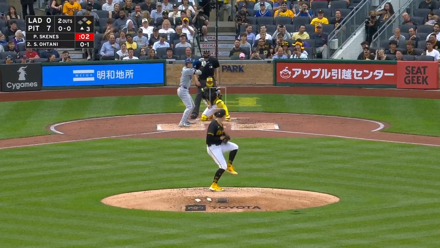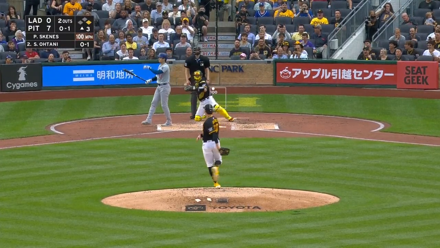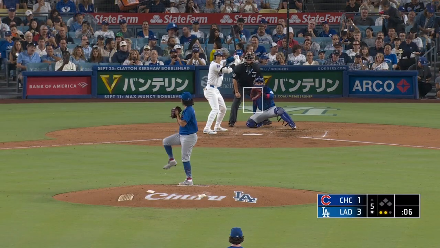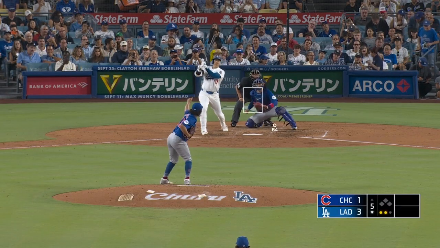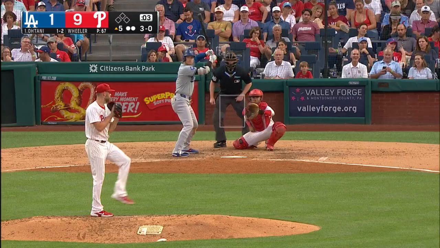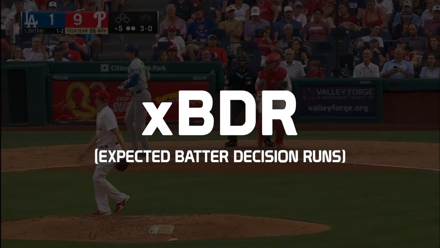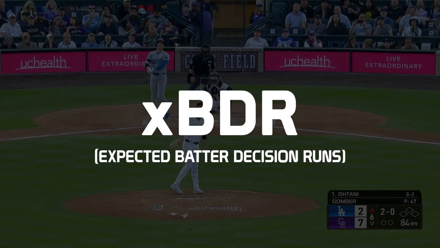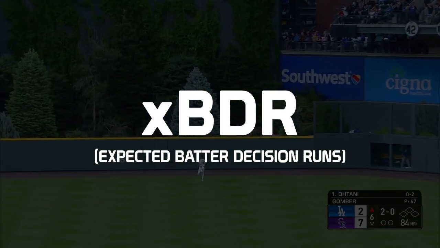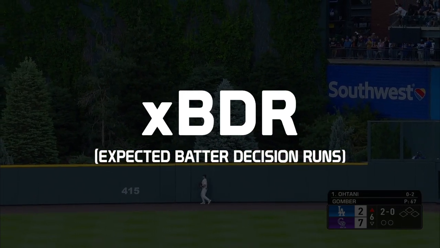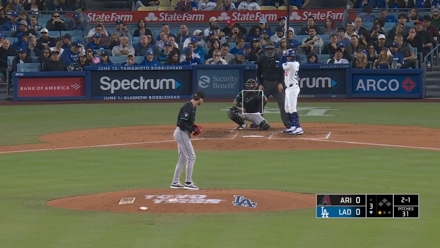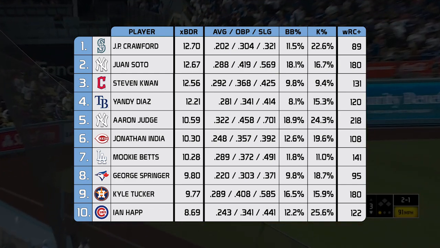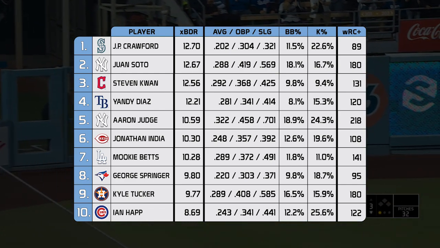The final step in developing the model was to create a way to evaluate batters' decisions over the course of an MLB season. I did this by simply taking the sum of a batter's decisions for every pitch he faced in 2024, labeled xBDR. xBDR, or Expected Batter Decision Runs, is an estimate of the runs a player gained or lost for his team in a season, based solely on his decisions to take or swing at pitches. Here's the leaderboard of the top 10 players by xBDR in the 2024 season, with some other statistics for context.